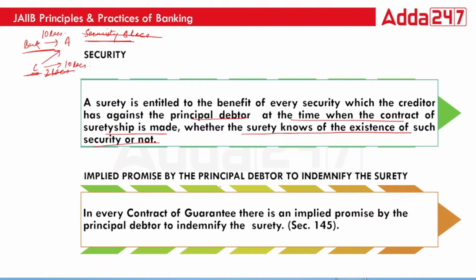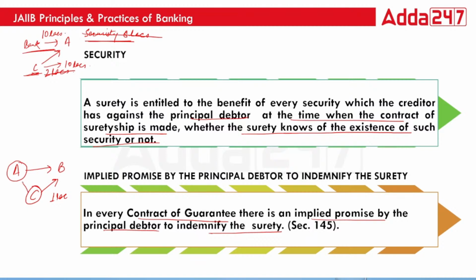Implied promise by the principal debtor to indemnify the surety. Whenever surety is making the payment, in every contract of guarantee, there is implied promise by the principal debtor to indemnify the surety. If there was a contract between A and B, say the same contract of rice and this 1 lakh rupees, C is surety. A did not make payment to B. C will make payment to B now. C paid 1 lakh to B. Now C becomes creditor and A becomes debtor.